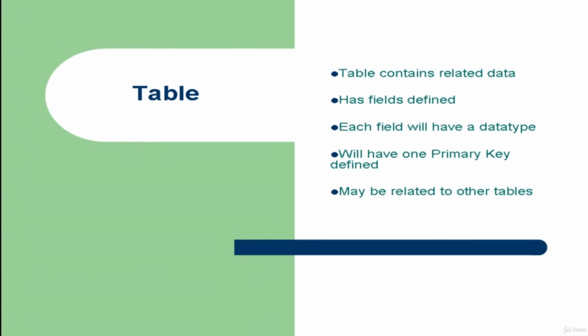A table contains related data. Tables will have columns and rows. Rows are also called records in a table. Each table will have one primary key. A primary key identifies a row uniquely within a table. A table can be related with other tables. When you have multiple tables, a table may be related with other tables.